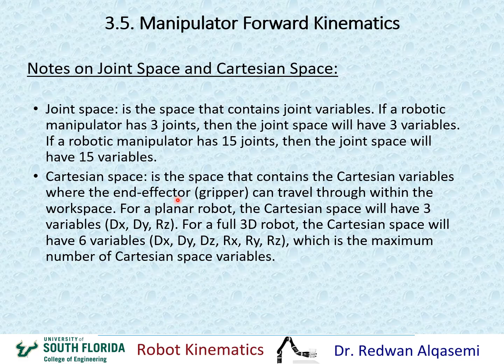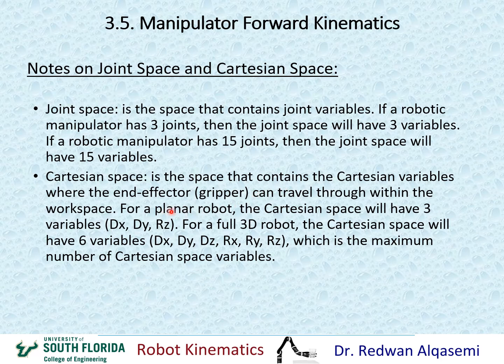So if you think about the end effector, where can the end effector go? It can go in the x direction, y direction, z direction, and it can rotate about x and y and z. So that would make a total of 6 degrees of freedom at the Cartesian space. Okay, in the Cartesian space we can never go more than 6 degrees of freedom because in 3D space we have x, y, z variables and rotation about x, y, z variables.